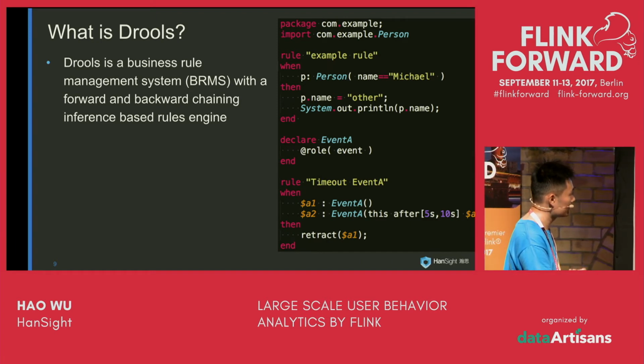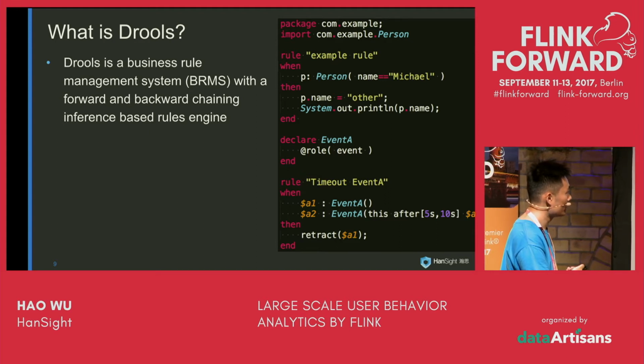As you can see, it looks like Java, right? So you have this package import, and this whole closure is a definition of a rule. So you have this P, a variable that is an instance of person, whose name is Michael. So if you get this event whose name is Michael, you can do some actions. Here we changed his name from Michael to other, and then output this thing to the console.